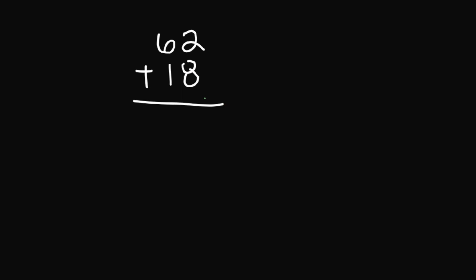So let's look at this example here, 62 plus 18. 2 plus 8, that's going to give us 10. I'm going to write my 0 and carry the 1. 1 plus 6 is 7. 7 plus 1, that's going to give us 8. So your final answer is 80.